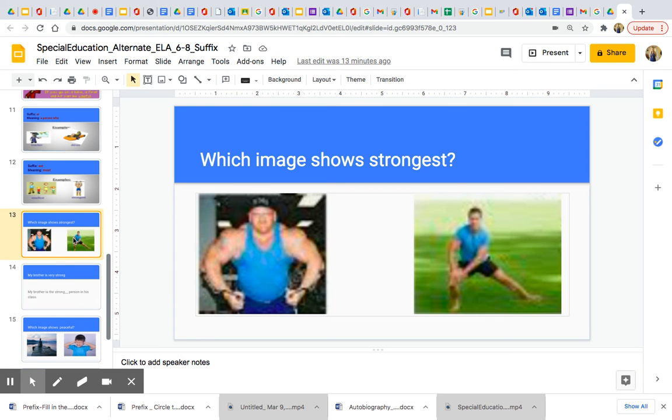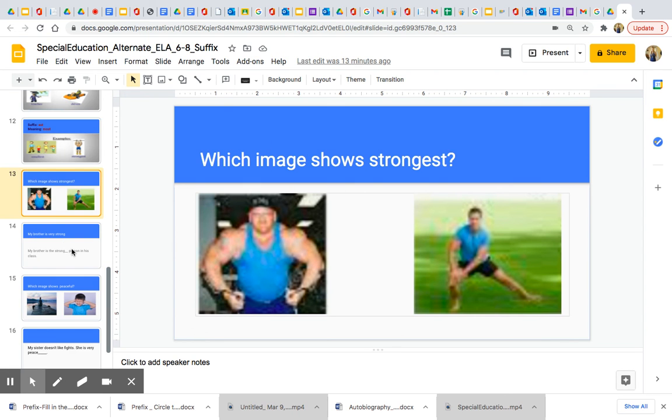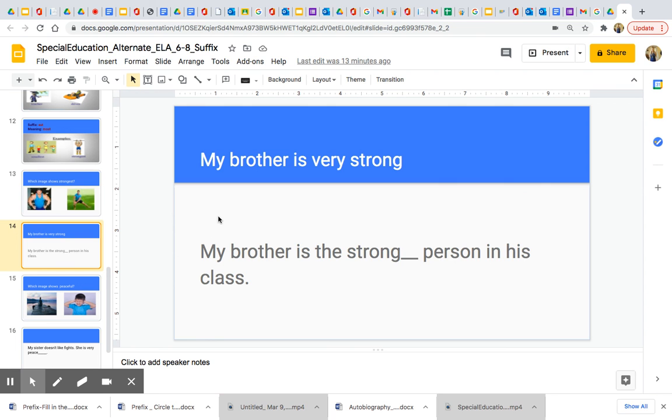So now we are going to practice it. Let's look at these two images. Which image shows strongest? Which one is the most strong? We don't say the most strong, but we say strongest. Which one? I think it's this one. So we have to circle it. You are also going to do this activity.